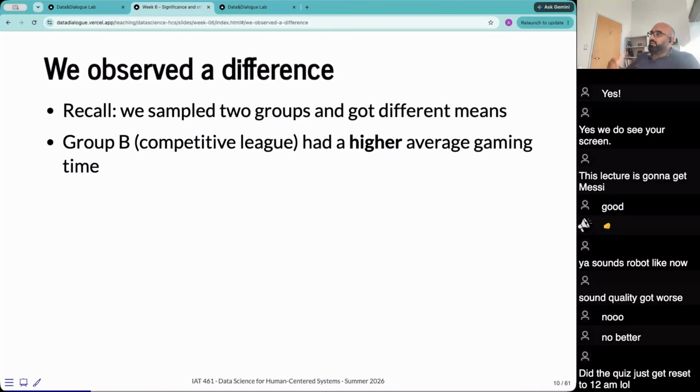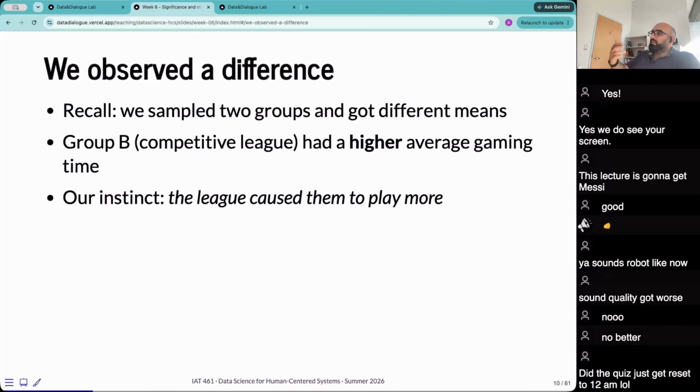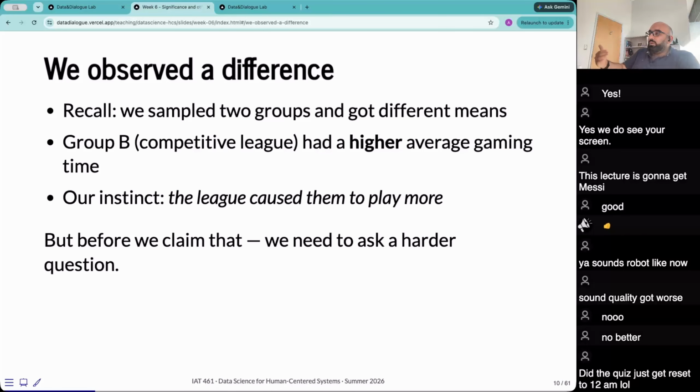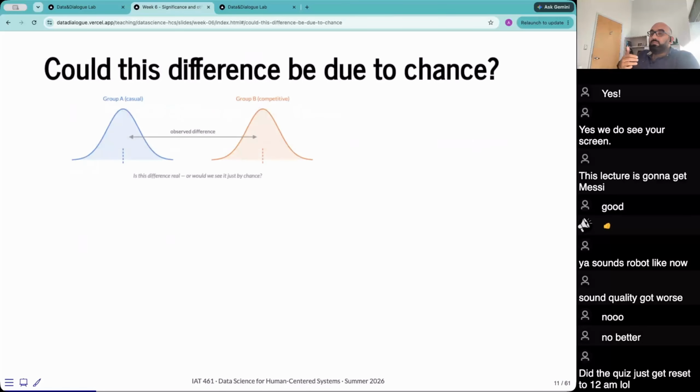So group B had a higher average gaming in this example, and then our instinct is that the league caused them to play more. A reasonable hypothesis, but we want to test it. But before we claim that, we need to ask a harder question. So look at this visualization. Is this observed difference between these two samples?